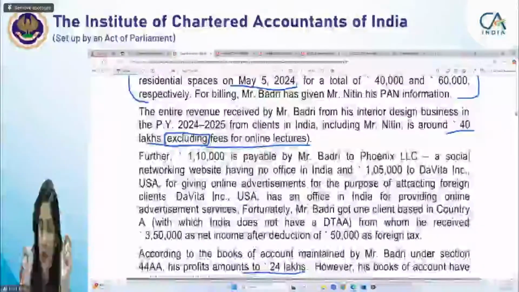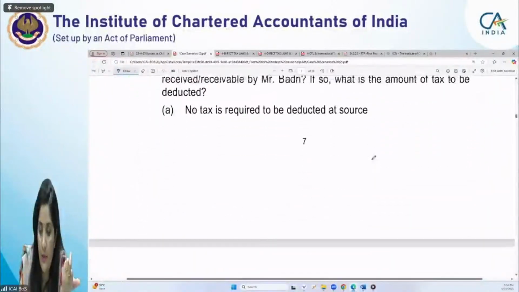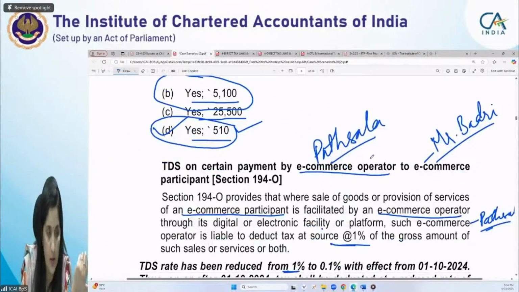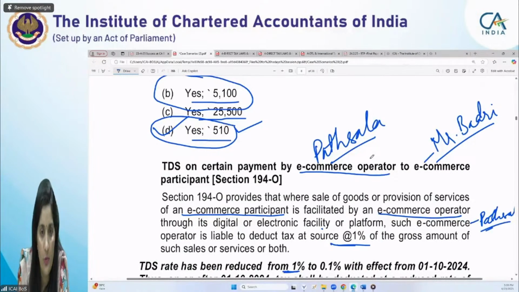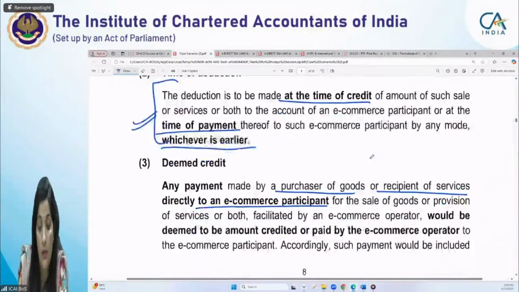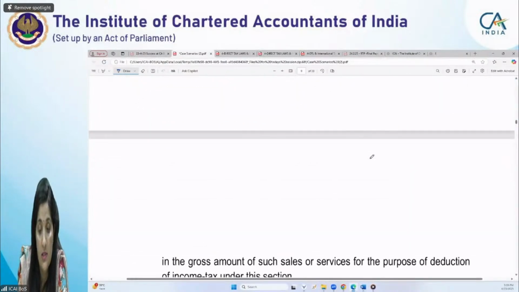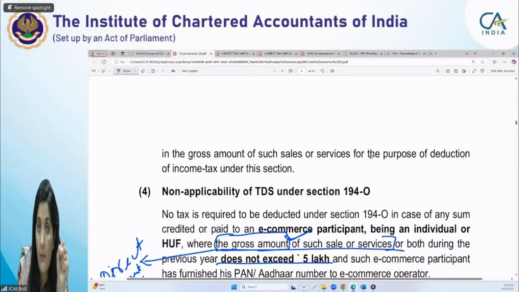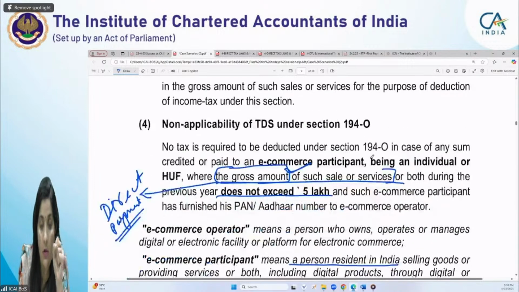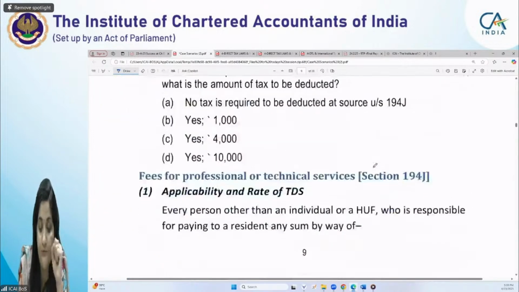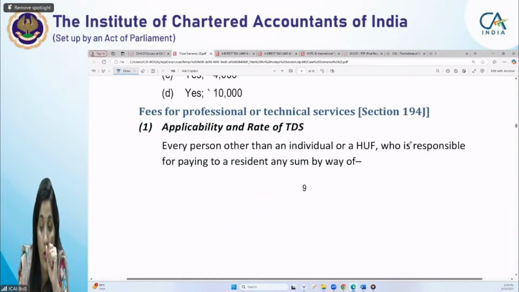Okay. So the answer is very simple. On personal services, TDS is not required to be deducted under section 194J. To bring them under the TDS purview, section 194M was inserted for an individual or HUF. So in 194J, what are the important points?